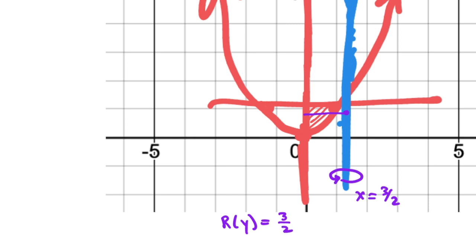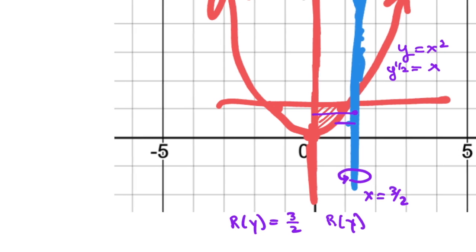Now, did you notice that there's a hollow piece? That hollow piece, we're going to go from where we're spinning to the curve. Now, this was the curve y equals x squared, but I need it to be with respect to y. And we know that x is equal to y to the 1/2 power. So we're going to take the radius with respect to y, right side, which is 3/2, minus the left side, which is the square root of y.